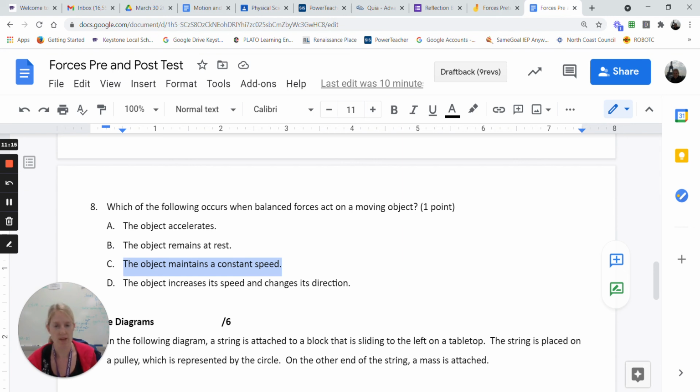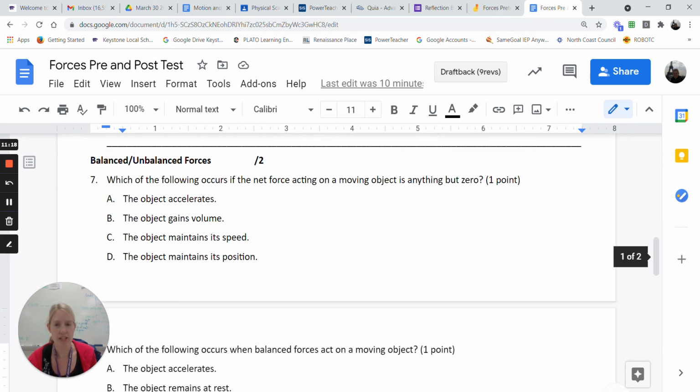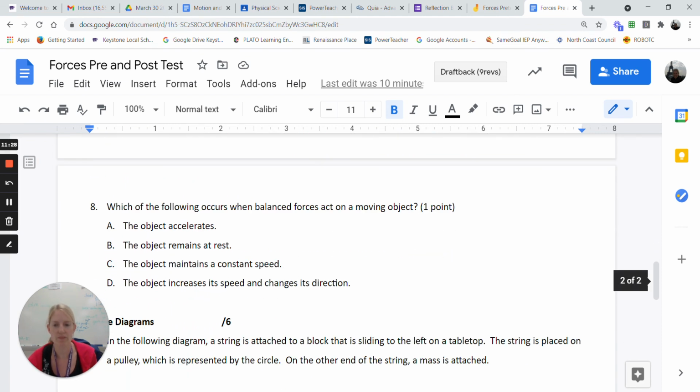That's worth 1 point. And then that one we can total up. So for 7 and 8, please total up. If you didn't get either of them right, 0 out of 2. If you got 1, 1 out of 2. And if you got both, 2 out of 2.